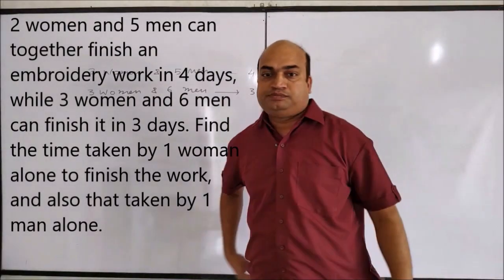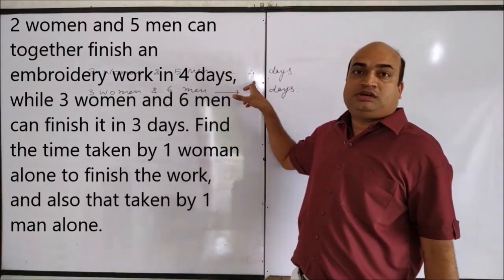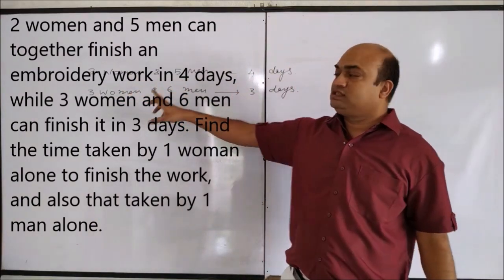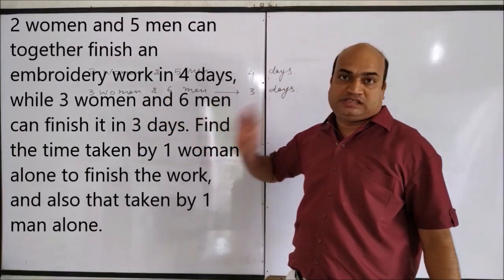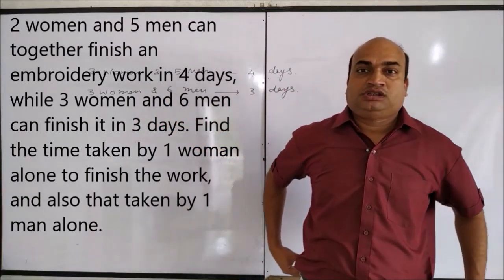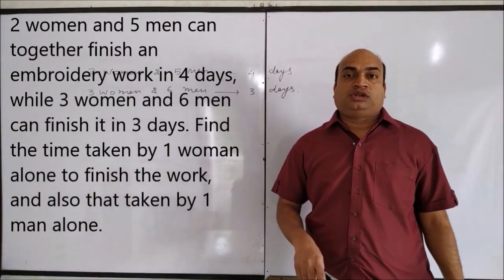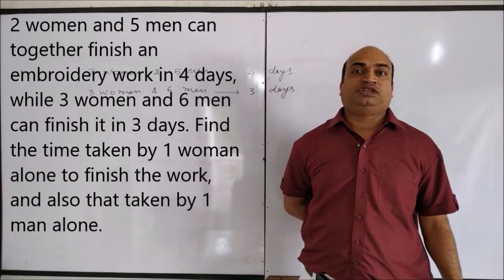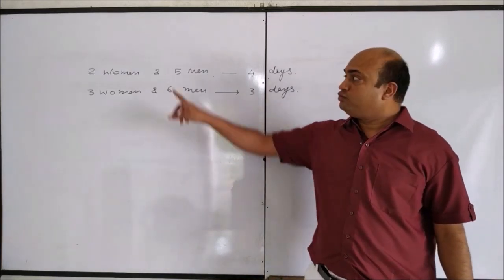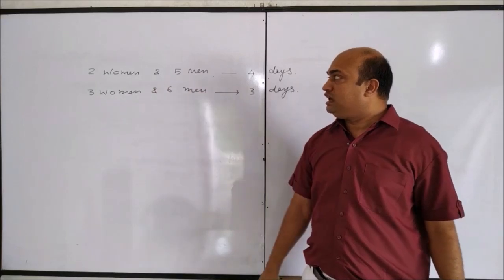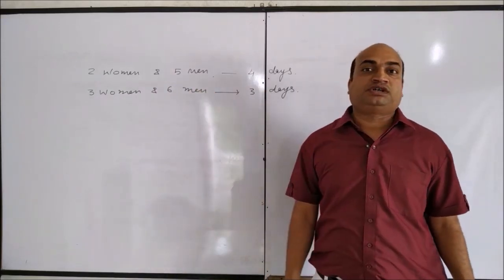The question is, 2 women and 5 men can finish an embroidery work in 4 days, while 3 women and 6 men can finish in 3 days. Then we have to find the time taken by 1 woman alone and by 1 man alone to finish the work. We will consider, let 1 woman alone can finish the work in X days and 1 man alone can finish the work in Y days.